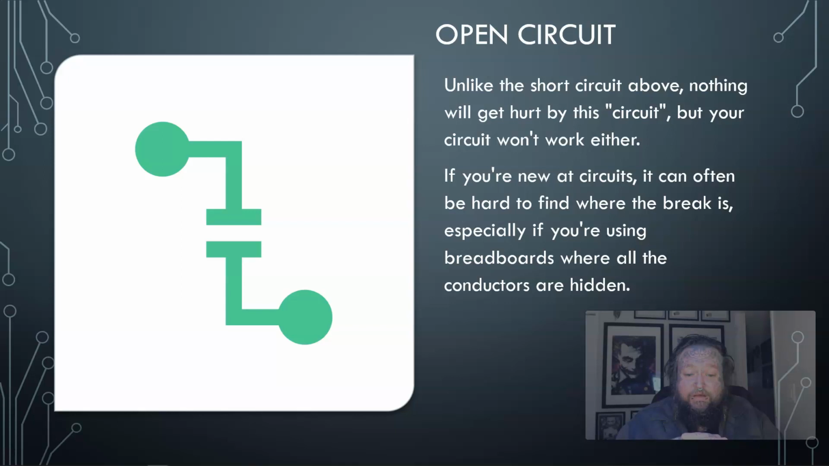If you're new at circuits, it can often be hard to find where the break is, especially if you're using breadboards, which we'll talk about later, where everything's hidden. So you just want to be careful, because even with wires, you could be working with a wire that looks fine to you, but internally there could be a snap or a break and it's not working. So when you start building stuff for your robots, you have to worry not just about what's going on in your code, but what's happening with the physical components themselves, and maybe something's wrong with the wires and not your coding at all.